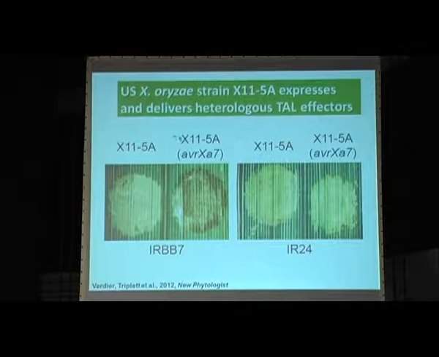So we expressed in this U.S. strain, which gives a slight water-soaking response on IR24 and the near isogenic line, which has the Xa7 gene for resistance, the AvrXa7, which is a TAL effector gene. So on the host with no resistance gene, you get a water-soaking response. And on the host with the Xa7 gene, you get a nice hypersensitive response, which suggests that the U.S. strains have a type 3 secretion system which is competent to deliver the effector genes that we can put into it. So it's a great tool for studying.